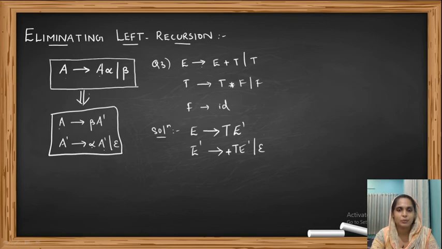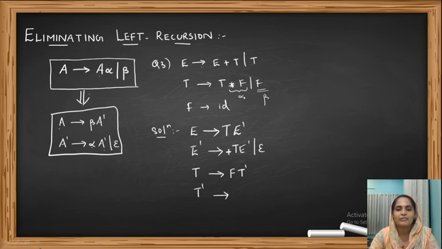That means the T production. In this T production, whatever comes after T is our alpha, right? So this star F is our alpha and here F is our beta, that means the term which doesn't start with T. So how will we write it? It is T produces beta T dash, right? The value of beta is F, so it is F T dash, and T dash produces alpha T dash bar epsilon.